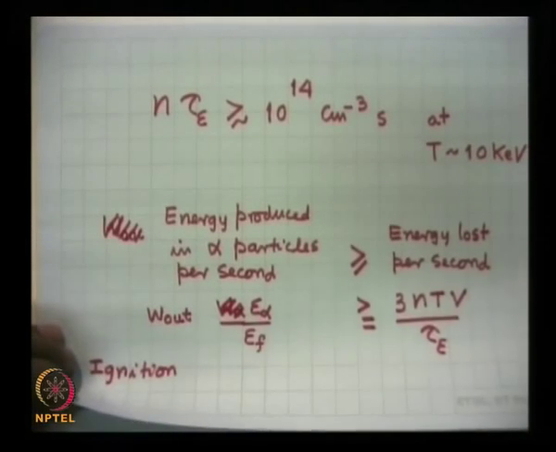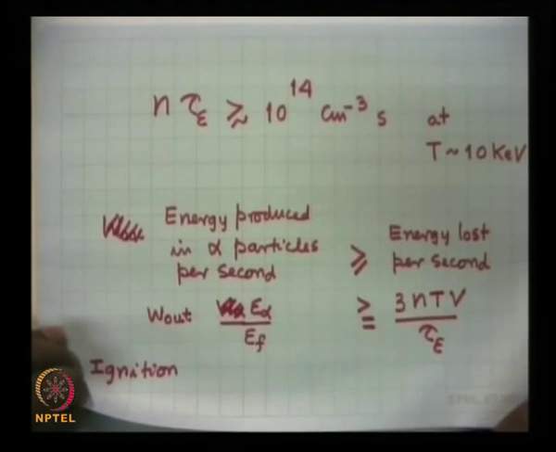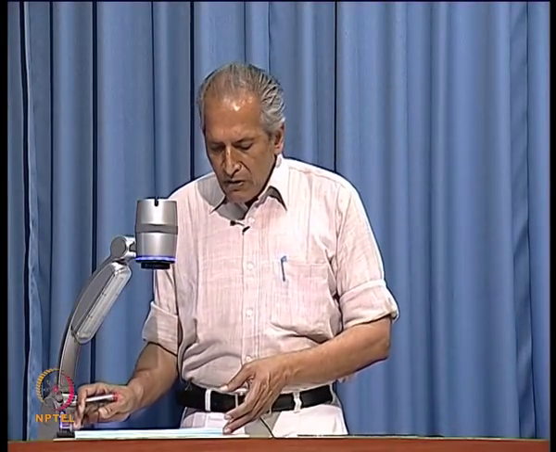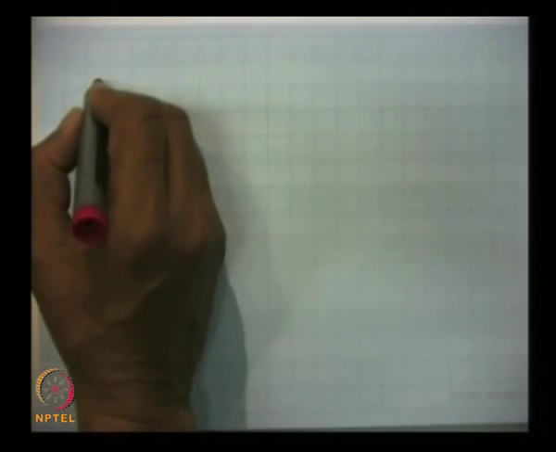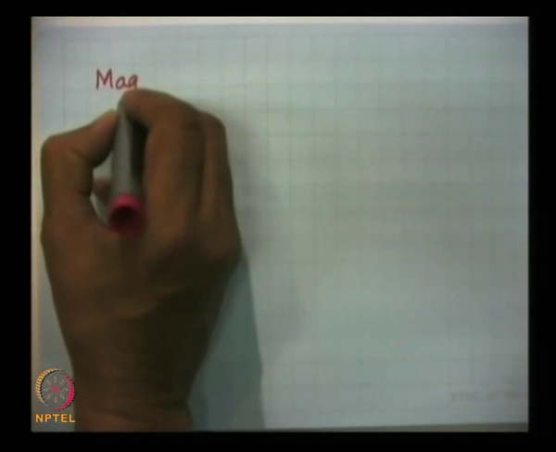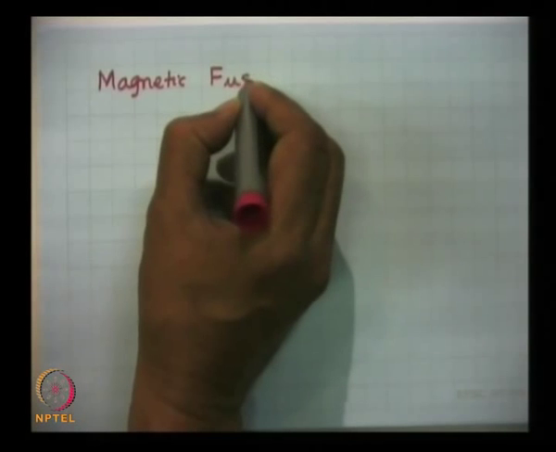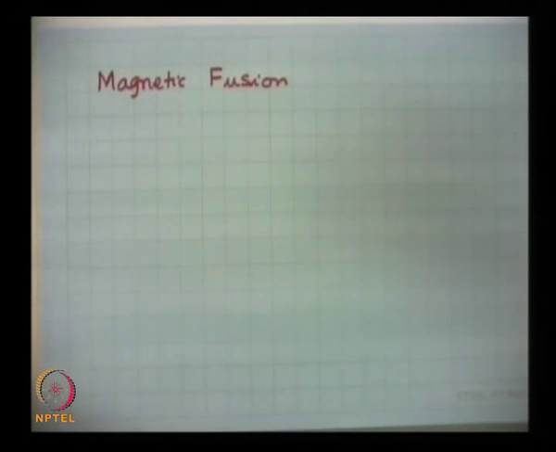But first generation experiments on fusion focused on achieving the Lawson criterion. This requires a higher value of the n tau product. Now there are two schemes to achieve this product. One is called magnetic fusion, where you employ magnetic field to confine particles.